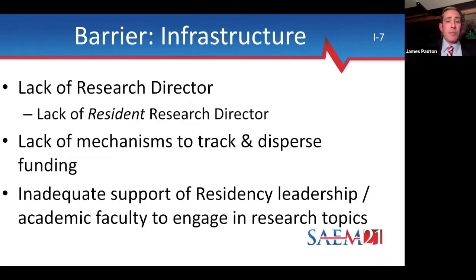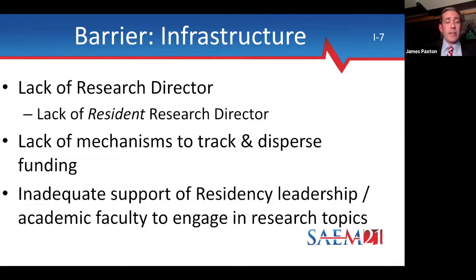You need to have mechanisms to track and disperse funding. And not just that, but to track and disperse protocols and who's working on projects. This is the role of perhaps a resident research director, but you could also have ancillary staff who could assist in this. But those people need to be identified, trained, and properly paid to do those jobs.